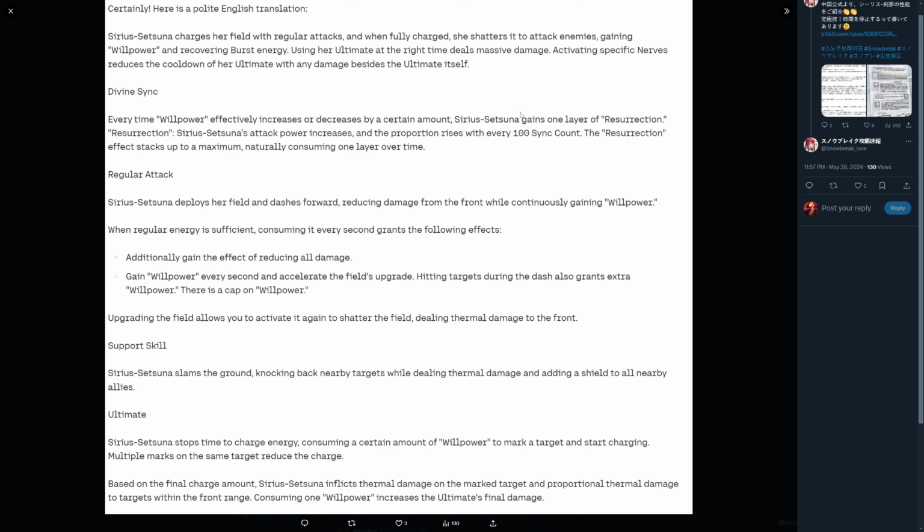Okay, I see. So her divine sync: every time willpower effectively increases or decreases a certain amount, SIRIS gains one layer of resurrection. When you gain resurrection, attack power increases and the proportion rises with every 100 sync counts. The resurrection effect stacks to a maximum, naturally consuming one layer every so often. Okay, so her thing is willpower, and she gets increased damage based on the amount of stacks she's got. So cool. Everybody, you can take a look at this. I kind of summed it up, but this is a slightly better translation, so it's called willpower.